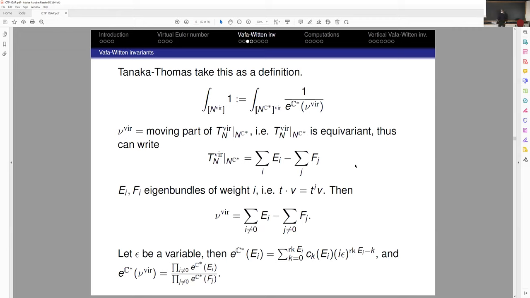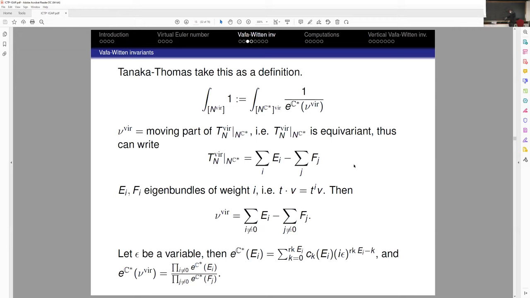So let's just take epsilon to be some extra variable, which eventually will cancel out. And then if I have one of these eigenbundles, then the equivariant Euler number of it is this expression. We take the sum over k equal to the rank of the E_i of the k-th Chern class of E_i times i, remember that i was the weight, times epsilon to the rank of E_i minus k. Okay, so we have this expression.